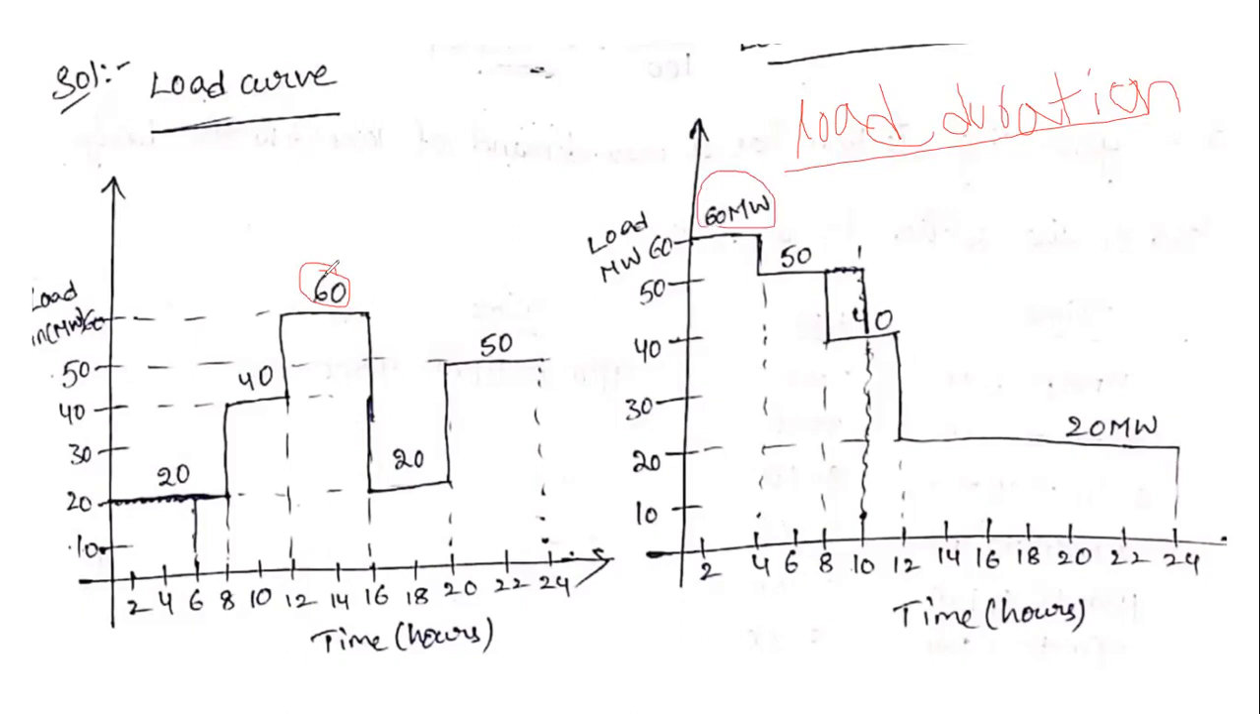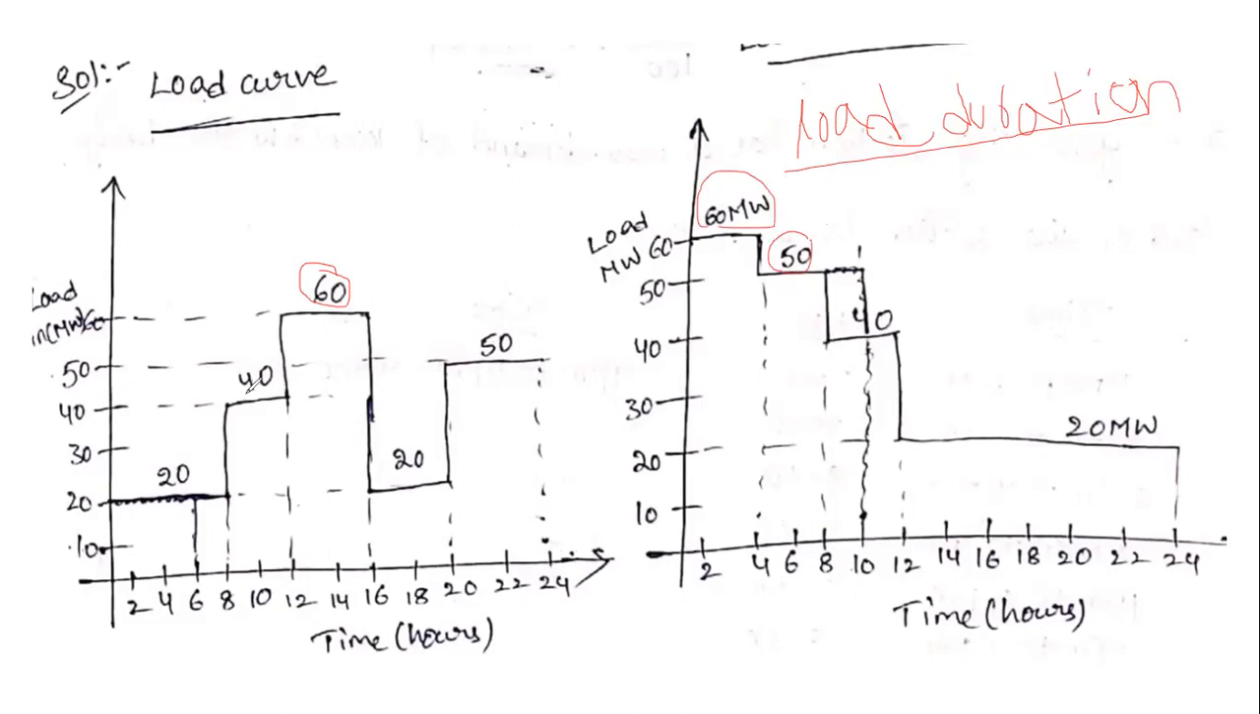Next, what is the next highest peak? That is 50 megawatts. For how many hours is 50 megawatts obtained? 20 to 24, that means 4 hours. Therefore, from 4 to 8, we obtain 50 megawatts.